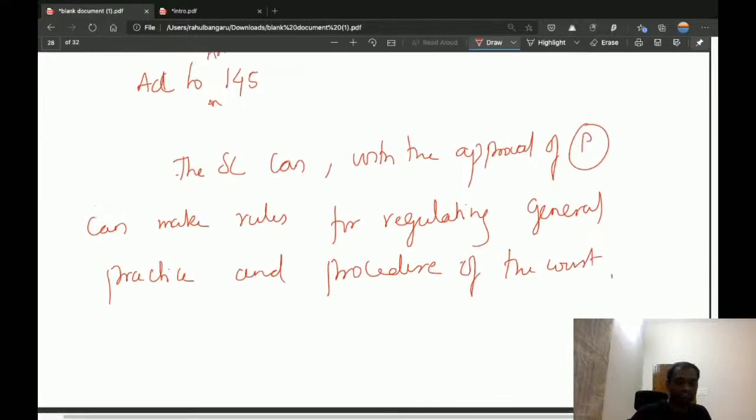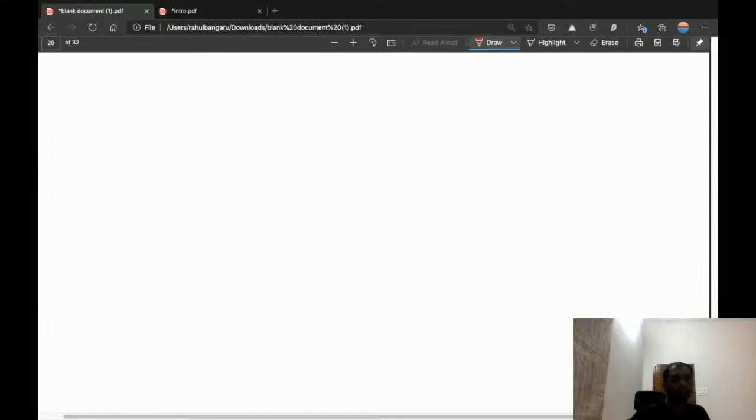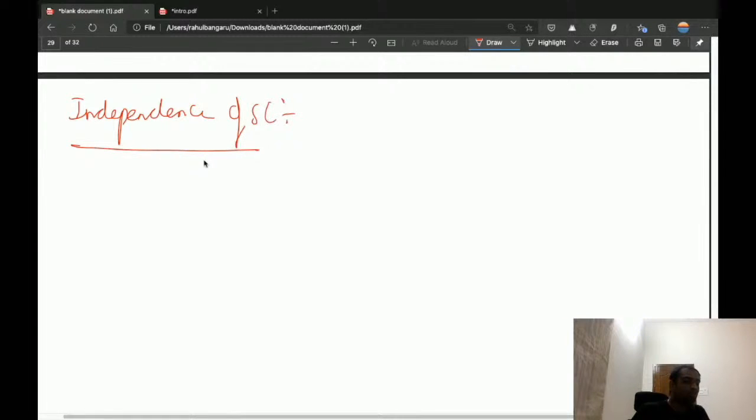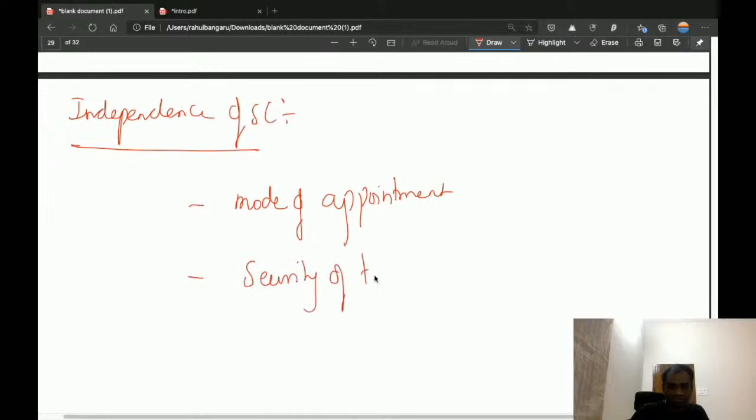Now we have discussed the procedure of the court. Now we will also discuss the independence of Supreme Court, how our constitution ensures the independence of Supreme Court. Our constitution ensures the independence of Supreme Court by prescribing the mode of appointment, and it also provides security of tenure for Supreme Court judges. Now how are they providing this security of tenure?